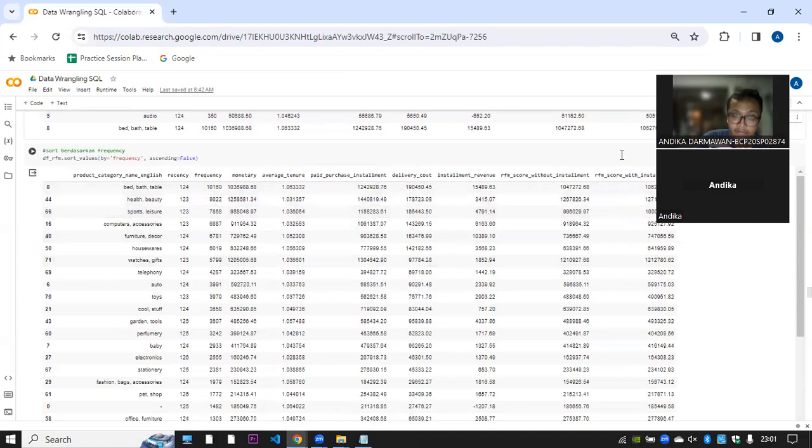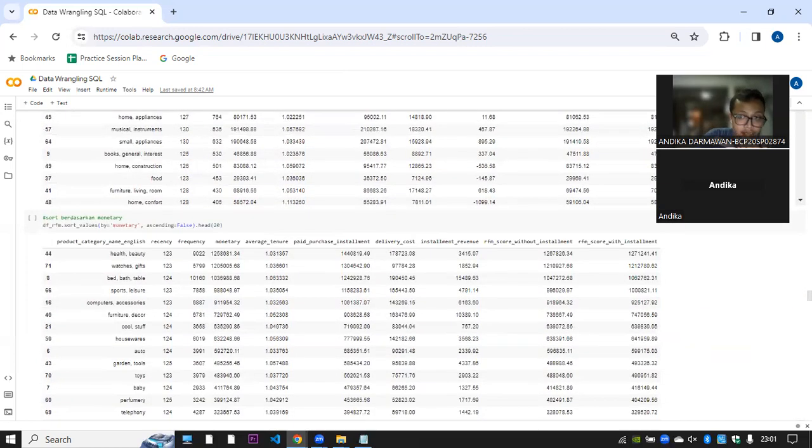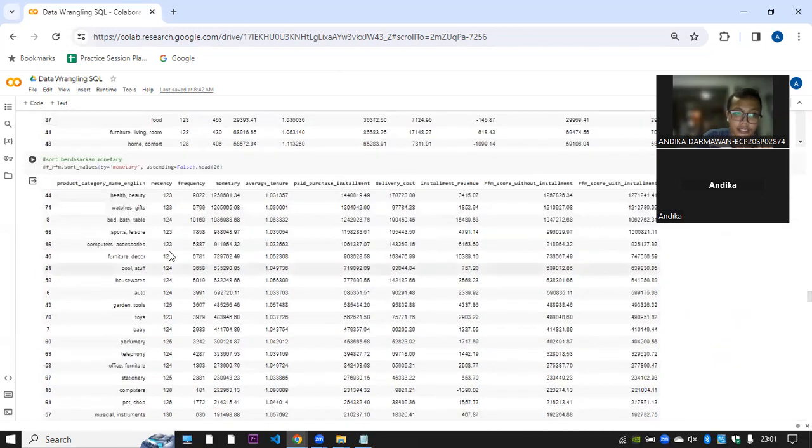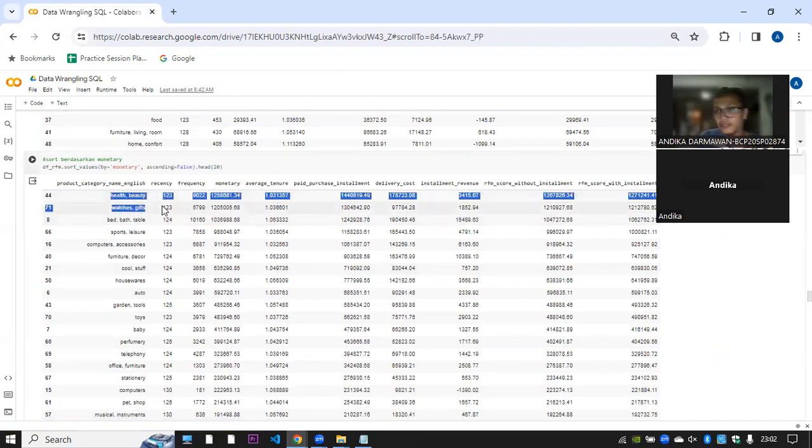Basically in frequency, just like the chart before, bed table has the highest purchase transaction number. So this is one of the most significant revenue sources, bed table. But if we look at the monetary analysis, on the other hand, bed table is in third rank. On the first rank, we have health and beauty, watches and gifts.